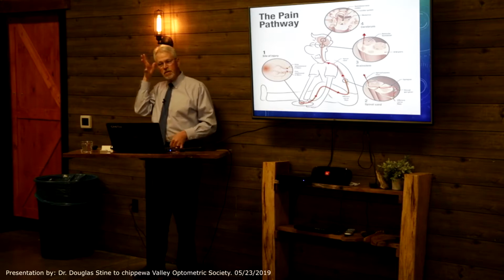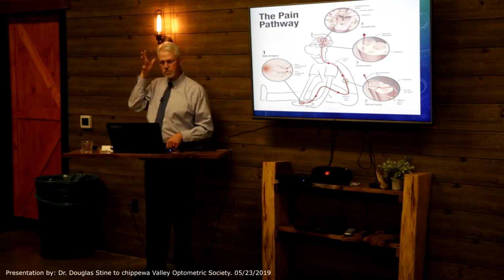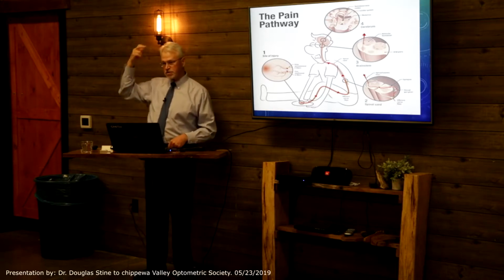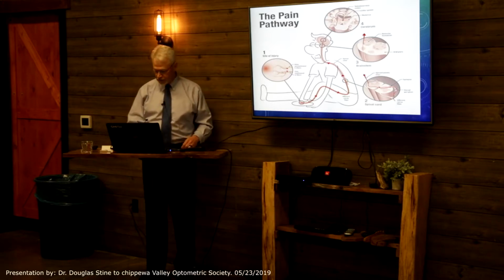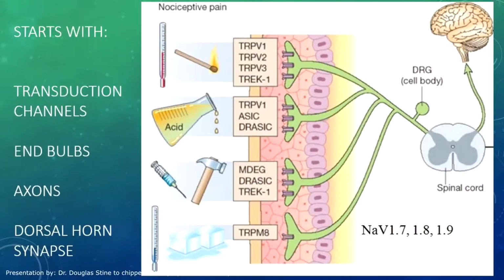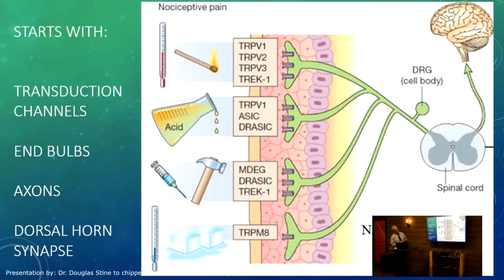Some of the fibers will split off and head over to the homunculus, so you can tell where it is. Then you process the pain. There's a descending pathway as well. Let's look at it a little closer. There's 3. They broke this into hot and cold, but it's temperature, acid, and mechanical.